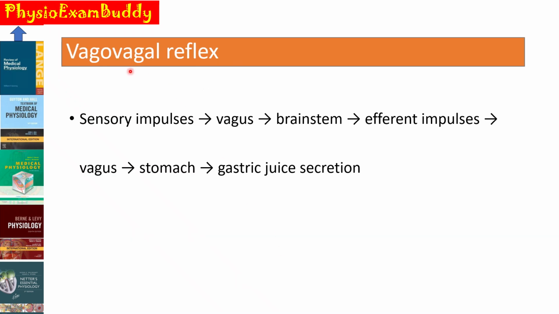And the next is about the long vagovagal reflex. That is when the sensory impulses stimulate the vagus, it will send impulses into the brainstem, and from the brainstem efferent impulses will reach again via the same nerve, that is the vagus, and reach the stomach, and it is found to increase the gastric juice secretion.